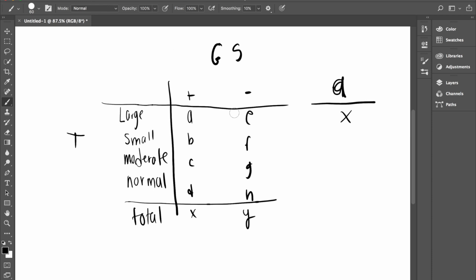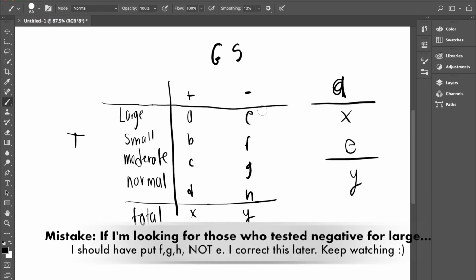Now let's say I wanted to calculate my specificity for this. First of all, specificity is the proportion of people who don't have the target disorder. So all of these people, we're going to put Y, and who actually had a negative test. If I wanted it for small, then I would put F. If I wanted it for large, then I would put E up here. So E over Y is going to give me my specificity for this, right?